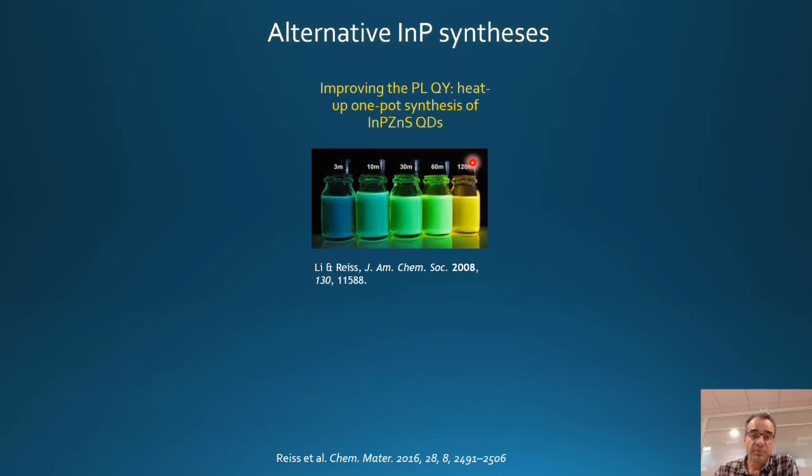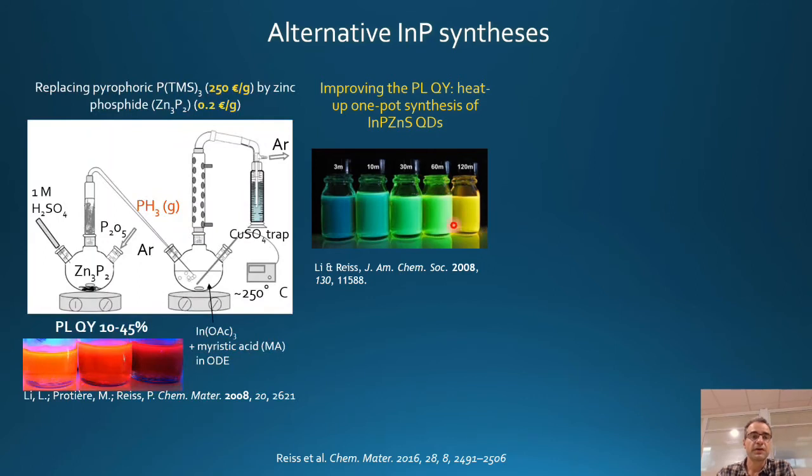Meanwhile, people in our group have also developed other syntheses of these indium phosphides, getting, for example, here we can mix all together zinc selenide, zinc sulfide and indium phosphide in one pot synthesis. It's not hot injection, it's a one pot heating up synthesis. We get size tuning, we get a nice quantum yield. We can replace this pyrophoric and toxic PTMS, which is also very expensive, by zinc phosphide.